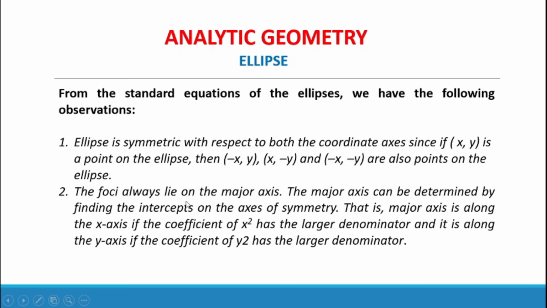Number 2, the foci always lie on the major axis. The major axis can be determined by finding the intercepts of the axis of symmetry. That is, the major axis is along the x-axis if the coefficient of x squared has the larger denominator, and it is along the y-axis if the coefficient of y squared has the larger denominator.